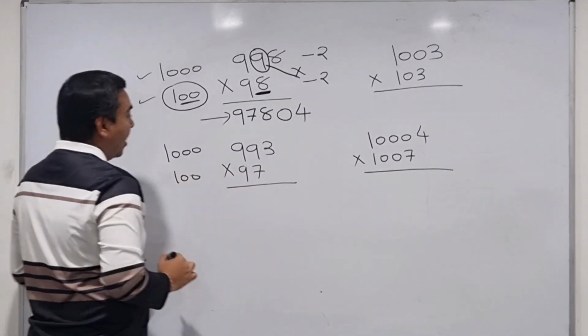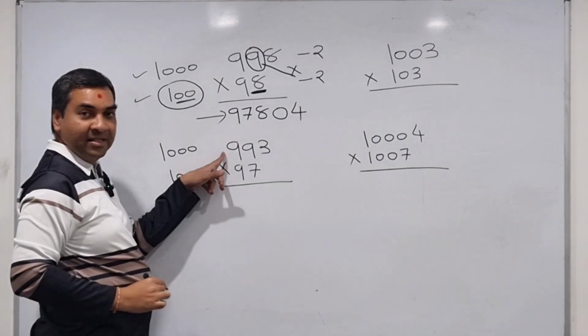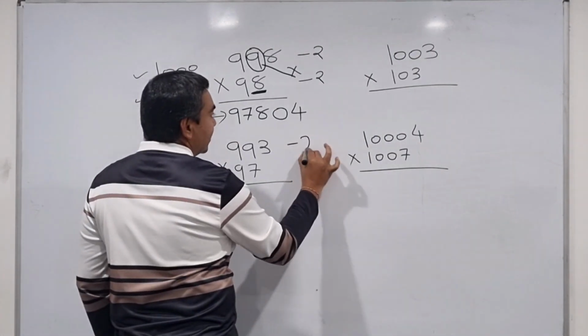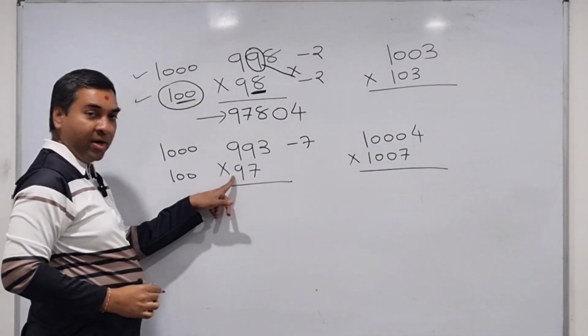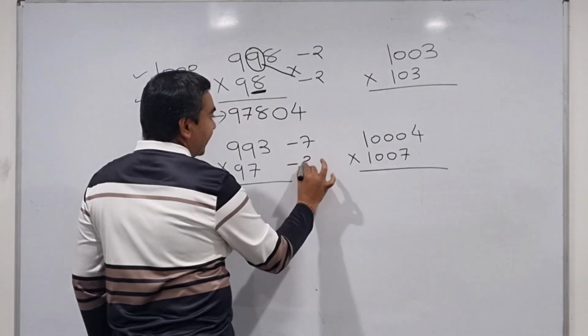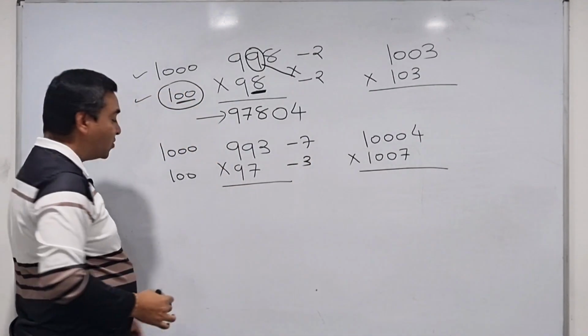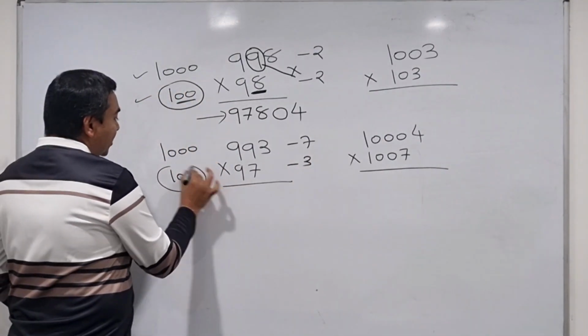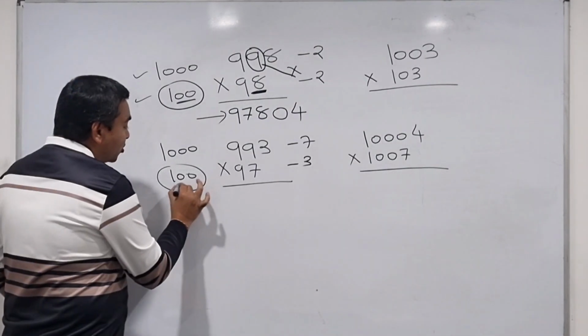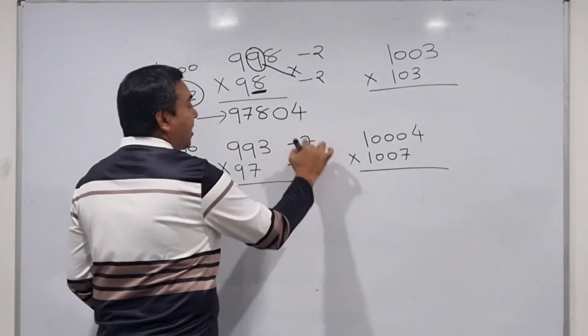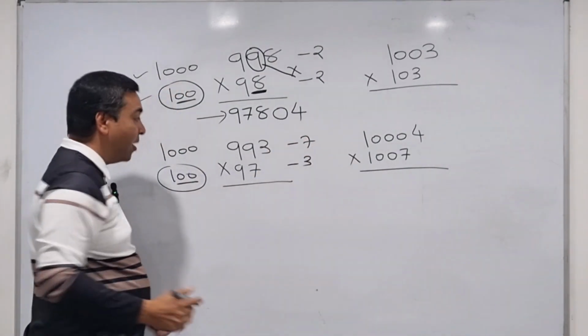100. How far from 1000? This is 7 less, as you can see. How far from 100? 3 less. What is your smaller base? 100. My smaller base is 100. So 2 zeros. So when I multiply that, I go to a 2-digit number.